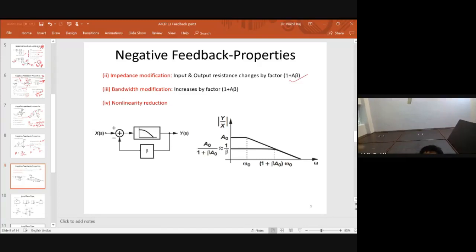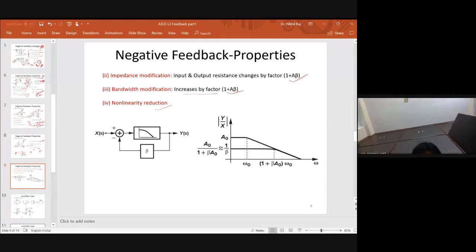Based on the circuit, the type of sensing and type of generation, we decide whether the input will increase or decrease. Apart from impedance, there will always be the bandwidth modification. So how is the bandwidth modified? The bandwidth is always modified by the factor of 1 plus Aβ, and also it will reduce the nonlinearity.